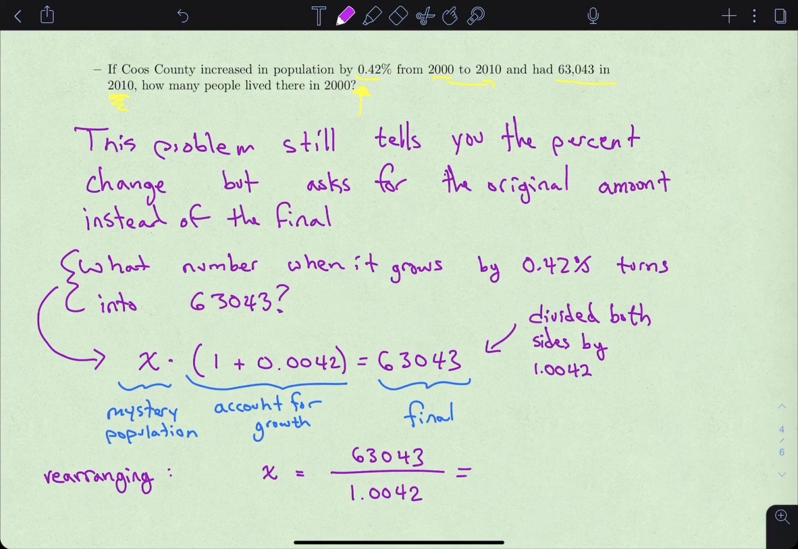62,779. And just as like a sanity check on your response, it's just good to check your work in some fashion. This 62,779 is smaller than 63,043, but it's not that much smaller. So if this number grows a little bit, it's reasonable to conclude that if it grows by like a tiny percent, then it could get to 63,043. Okay, that's it for today.